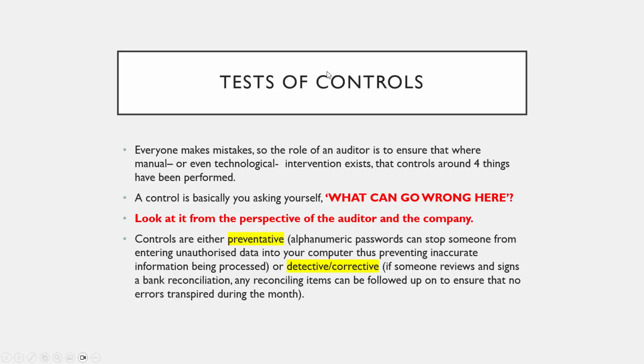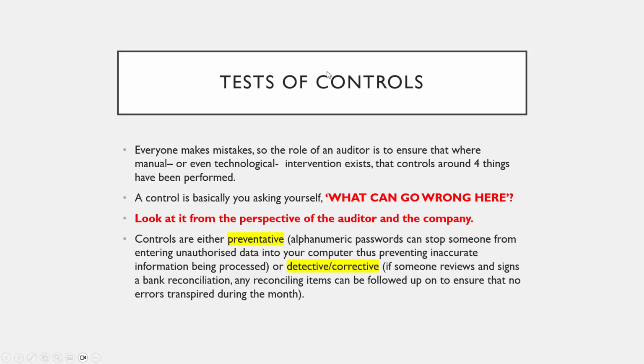The 2 examples I just used basically describe the 4 control objectives. And with these 4 control objectives, you can understand how to formulate your own control. Someone getting into your computer, for example, and entering unauthorized data, that relates to the first and second control objective. And the bank reconciliation relates to the second and third control objective. So now let's start speaking about these control objectives.